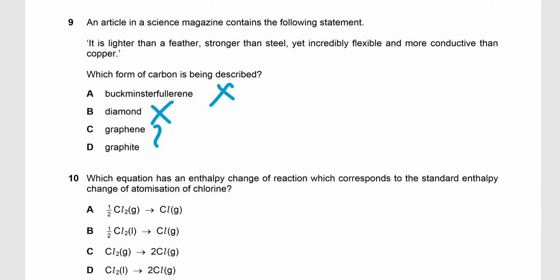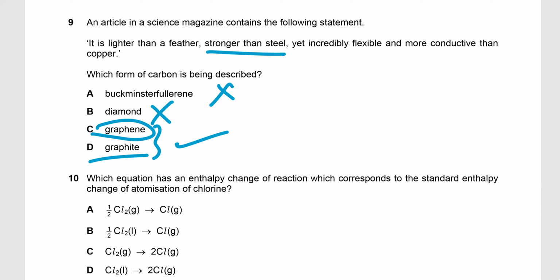Graphene and graphite, what's the difference between them? Graphite is many layers of graphene. Do both of them conduct electricity? Yes. Are both of them stronger than steel? No. In graphite, between the layers there is a very weak physical bond, which is van der Waals. So these layers can slip on each other. So graphite doesn't fit with this statement.